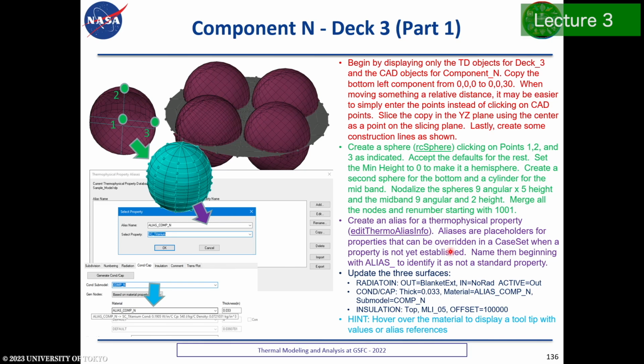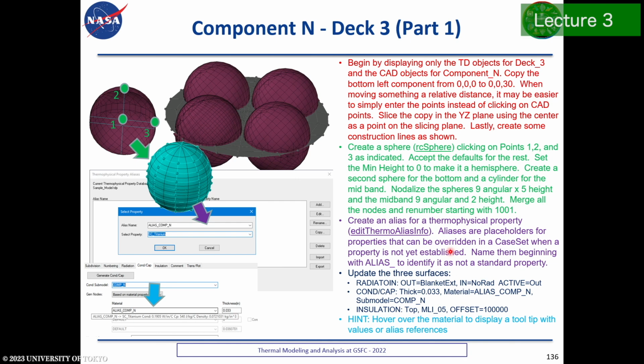And so when I define my case set, I then specify what the property is. So I might make an alias called radiator coating, and then in one case set it'll be white paint, in another case set it'll be silver Teflon, another case set it'll be black paint. And so it's a way of letting you have variability for material and optical properties using aliases.